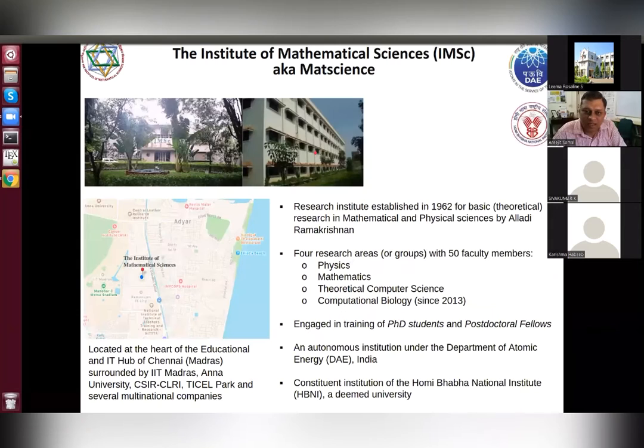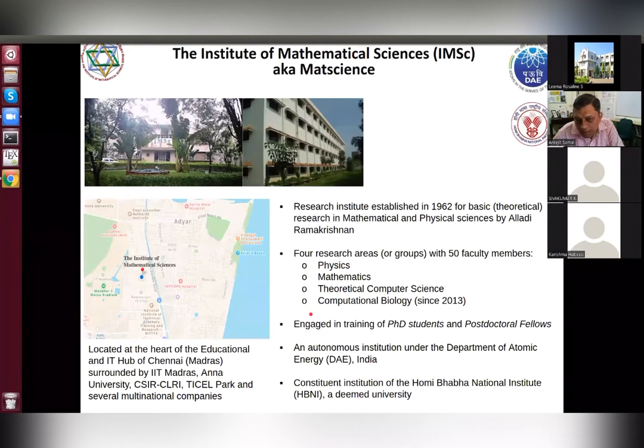For those of you in Tamil Nadu who are not familiar with the Institute of Mathematical Sciences, Chennai, it's also popularly known as MatScience. MatScience is a research institute established in 1962 for basic research in mathematical and physical sciences by Professor Alladi Ramakrishnan. We just completed 60 years of the institute. Over the years, there are now 4 research areas in the institute: physics, mathematics, theoretical computer science, and computational biology. There are more than 50 faculty members now.